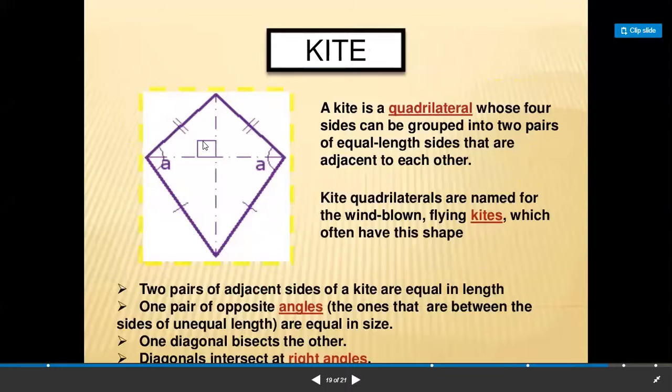Kite we have already discussed. Adjacent sides are equal and these angles are equal and the diagonals bisect each other at right angle. You must have seen the kite. Okay. So in case of the kite, diagonals bisect each other at right angle.